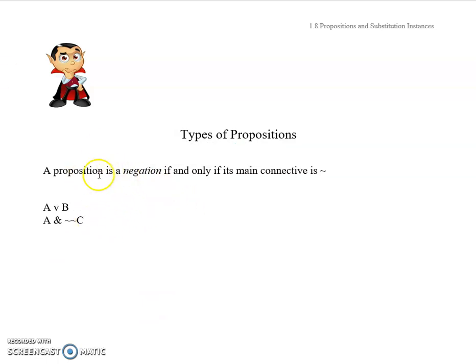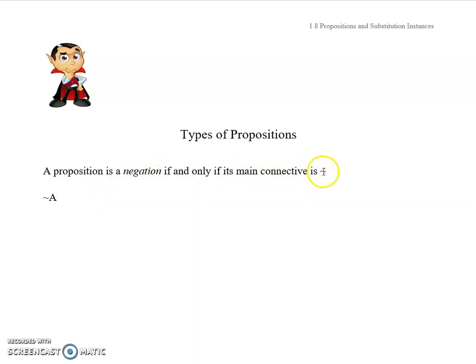So a proposition is a negation. A proposition is of the type negation, all right, if and only if its main connective is tilde. So this is a really interesting idea, but the main connective of this proposition is wedge. The main connective of this proposition is ampersand. Therefore, neither of these are negations, all right? Neither of these propositions are of this type, okay? But a proposition like this is of that type, okay? In other words, this proposition is a negation.